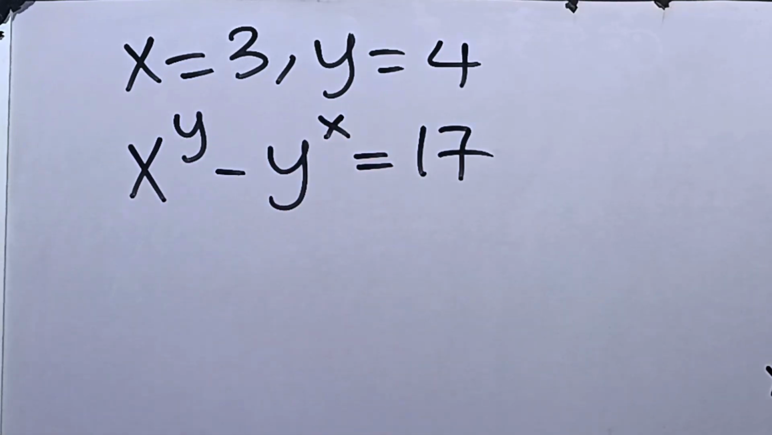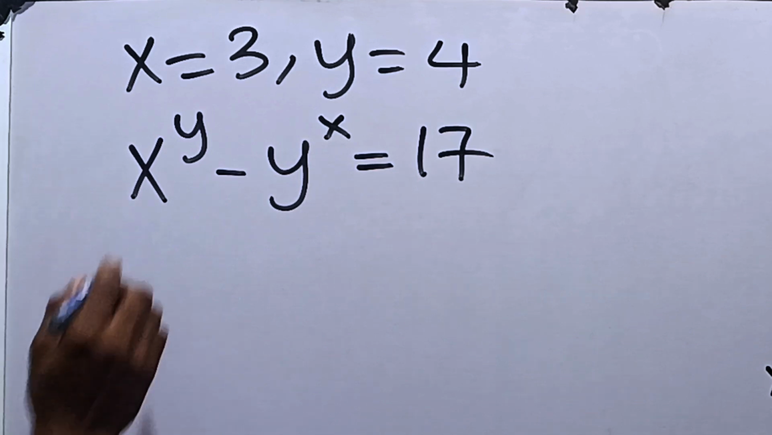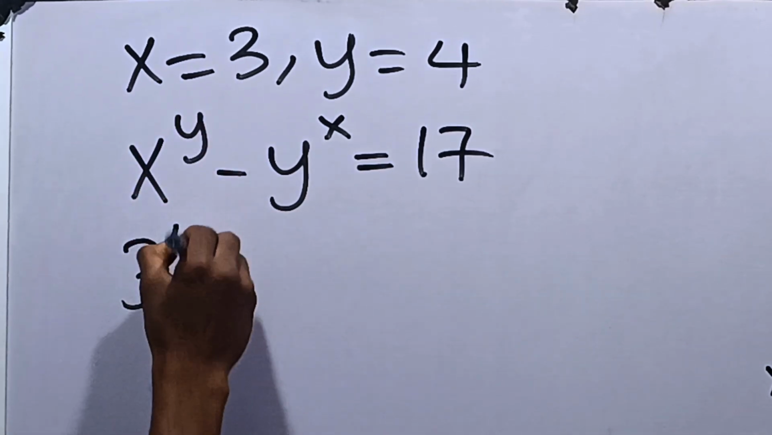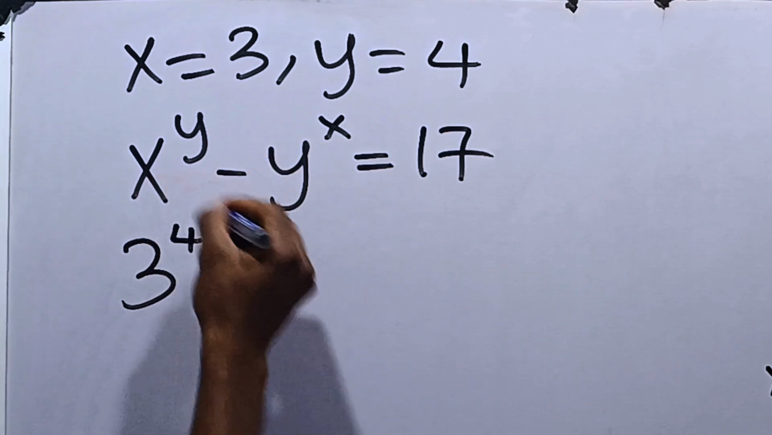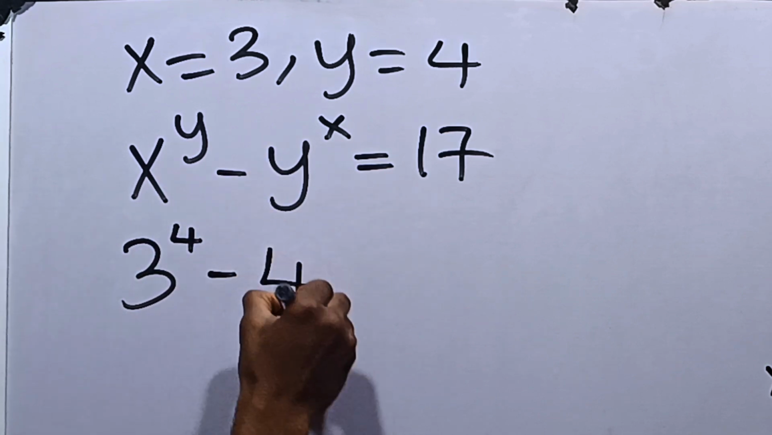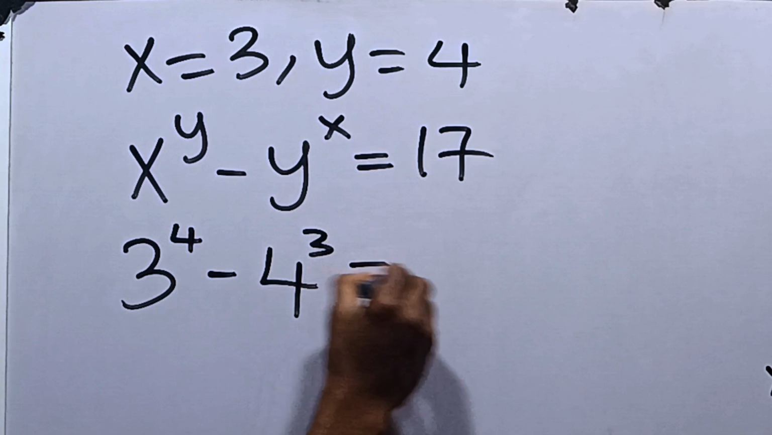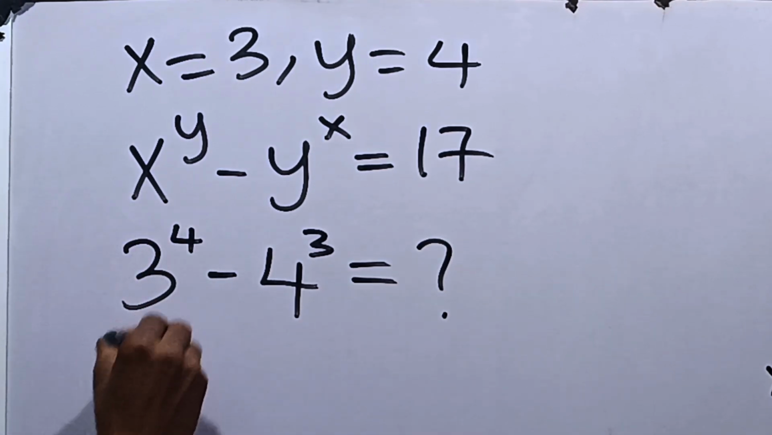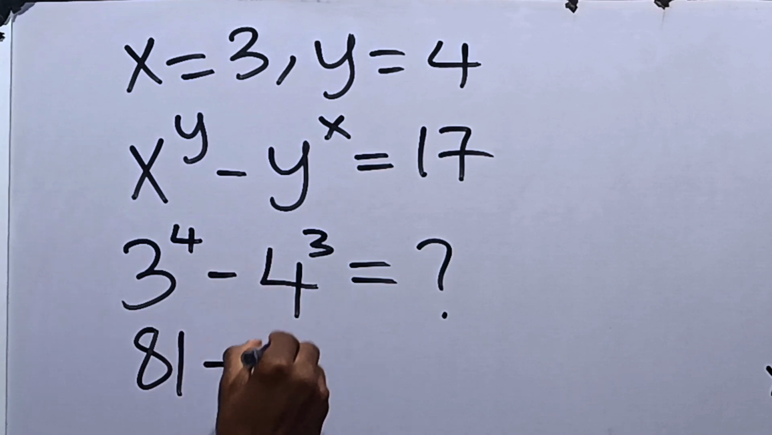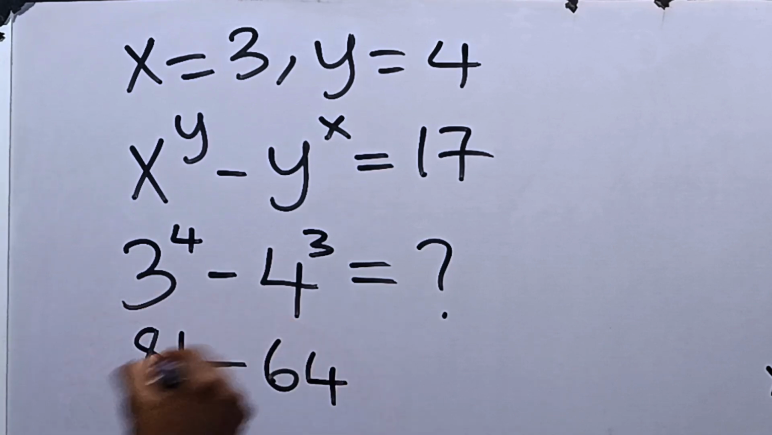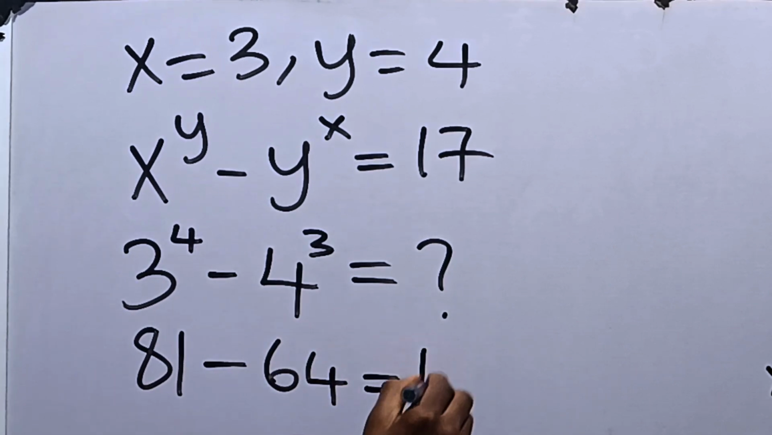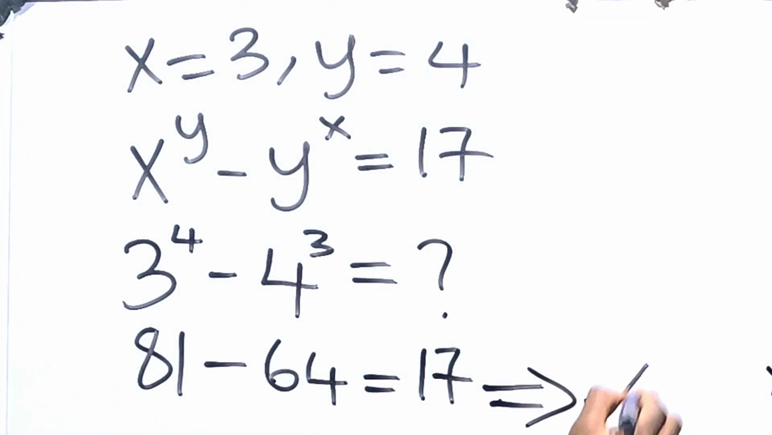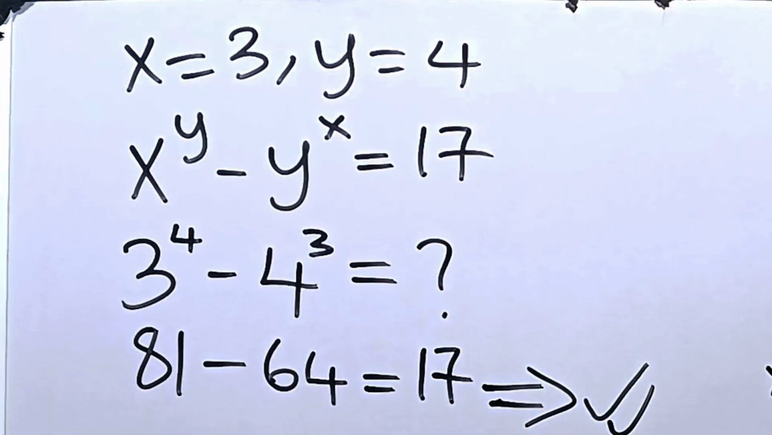But now let's test our answer to confirm if it's true. Let's substitute x as 3. So we have 3 raised to the power y, which is 4, minus 4 raised to the power x, which is 3. It's equal to what? 3 raised to the power 4 is 81, minus 4 raised to the power 3 is 64. 81 minus 64 is equal to 17. So this becomes the correct answer for this question.